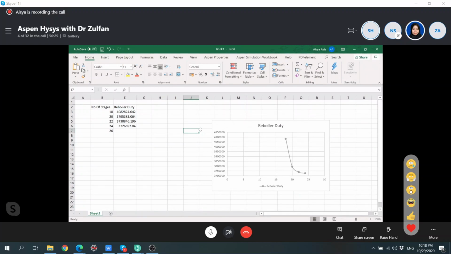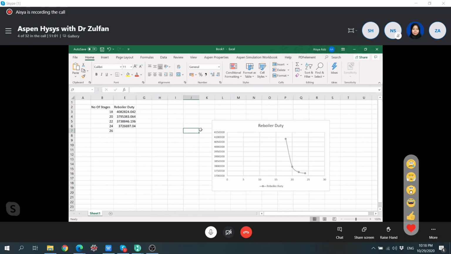Very good. So what do you think, Shafiq? If I give you the assignment to design me the most economical column, what does the most economic mean to you? Less cost, high impact. I don't know what you mean by high impact, but let's start with less cost. How do we define cost? CapEx and OPEX, exactly.